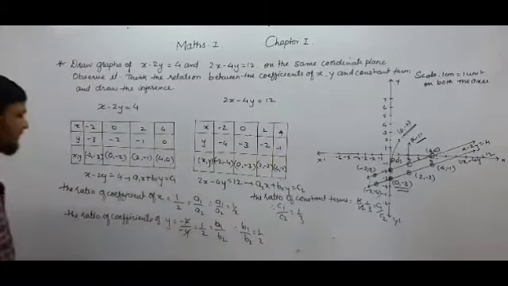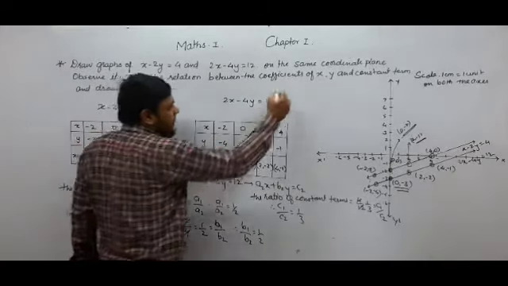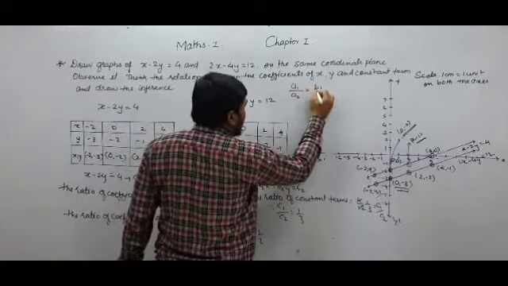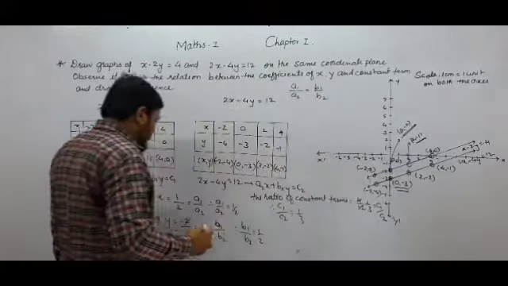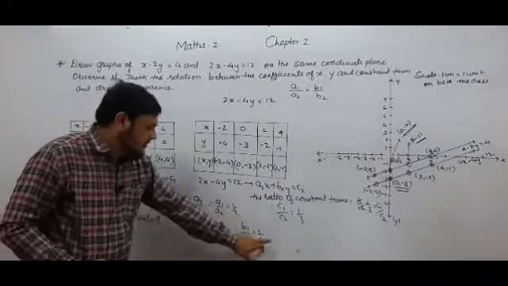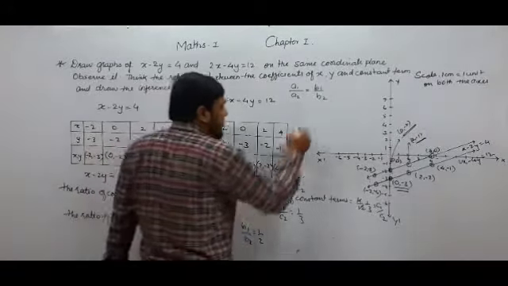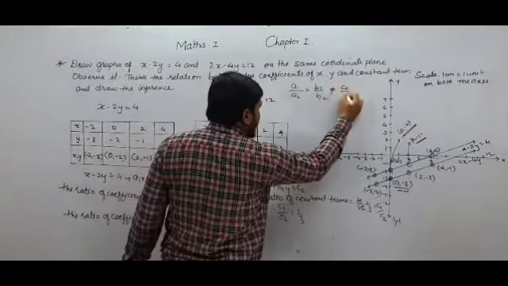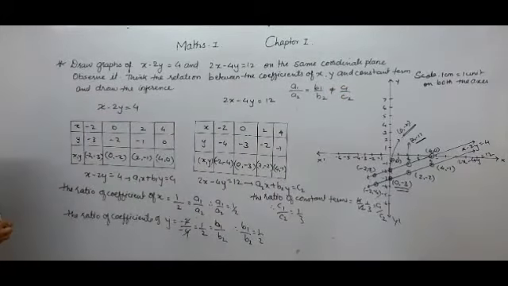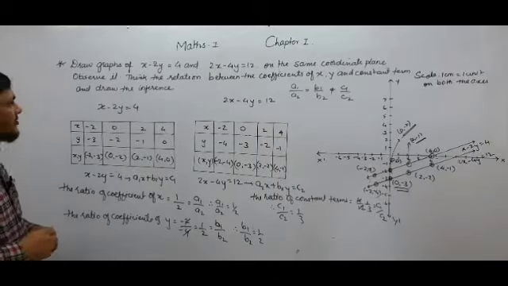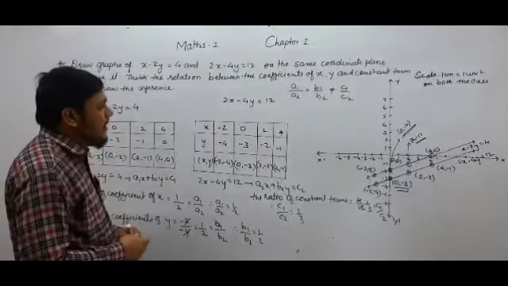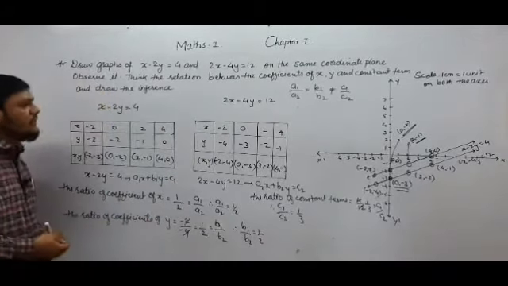So student, if you will notice that here a1 upon a2 is equal to b1 upon b2, because a1 upon a2 is 1 upon 2 and b1 upon b2 is also 1 upon 2. But it is not equal to c1 upon c2 because c1 upon c2 is 1 upon 3. So from this we can conclude that the ratio of coefficient of x is equal to the ratio of coefficient of y, but it is not equal to the ratio of constant term.